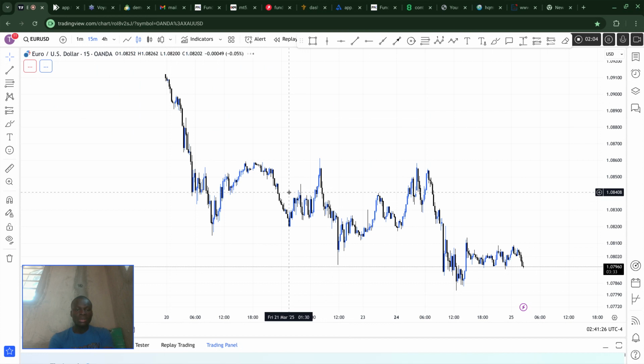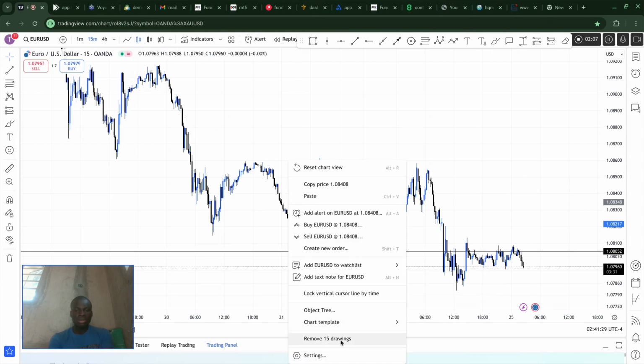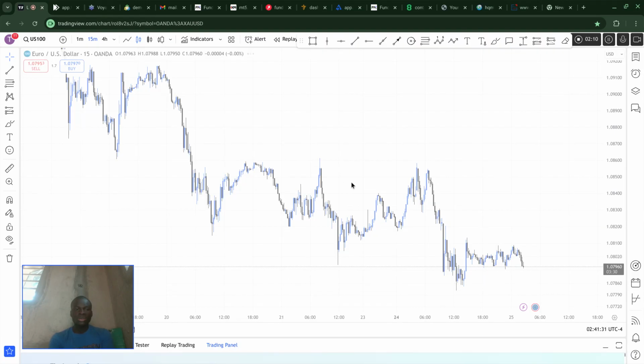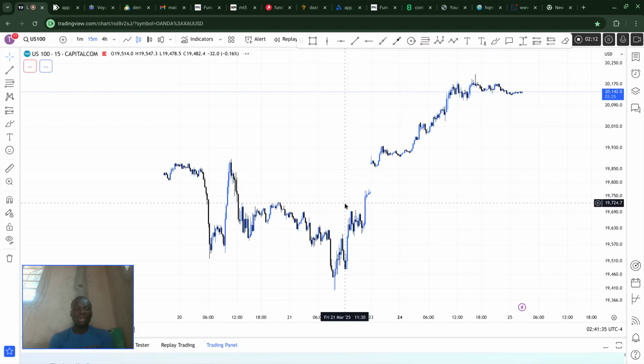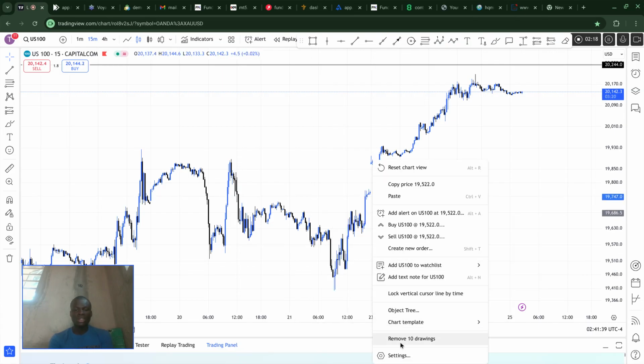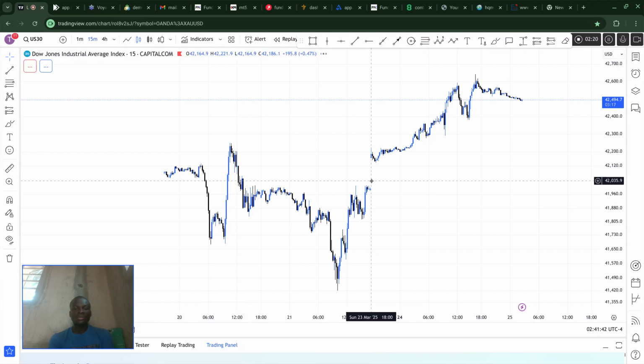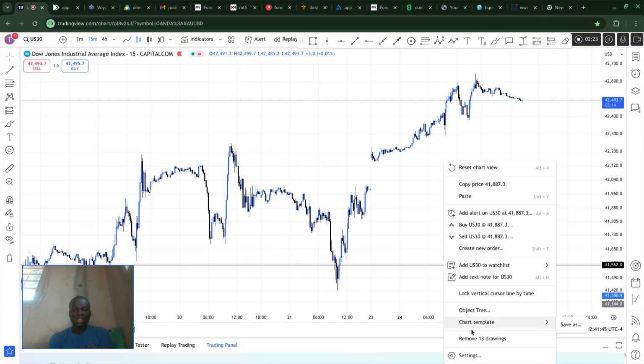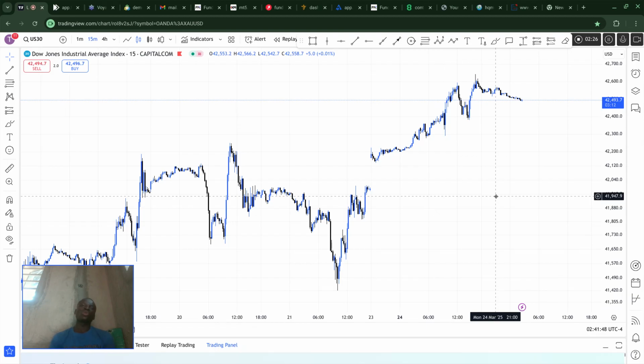So, EUR/USD, we clear our chart. NASDAQ, we clear our charts. USDT, we clear our charts. We want to keep the chart simple and clear so that there isn't a lot of jargon that might cause confusion and lead you to make a lot of mistakes when trying to figure out your direction in the market.